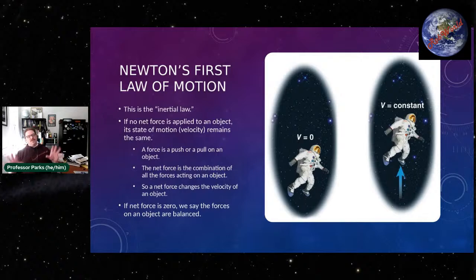But first, let's talk about his laws of motion. Let's talk about the first one, otherwise known as the inertial law. Newton's first law states that an object in motion will stay in motion, and an object at rest will stay at rest unless acted upon by an unbalanced force. So if you have an object sitting in space, that object is going to sit in space for eternity unless a force is applied to that object, which will then cause it to move.